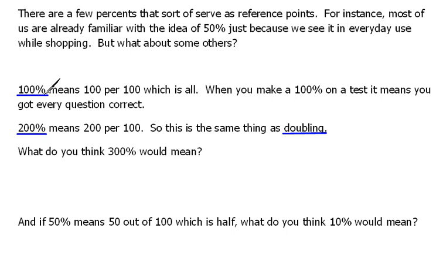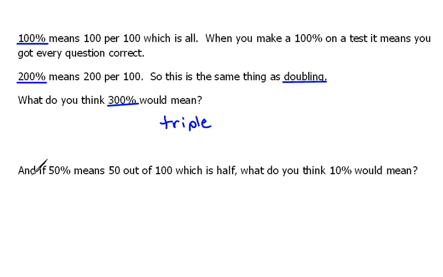So if 100% is everything, 200% is double, then 300%, what do you think that would mean? That means that it triples. You have everything you started with 3 times that amount. Then we can also go backwards. If 50% means a half, 50 out of 100, what do you think 10% would be? It would be the same thing as saying 10 out of 100. Or you could even think of it as being 10 over 100, which is a tenth.